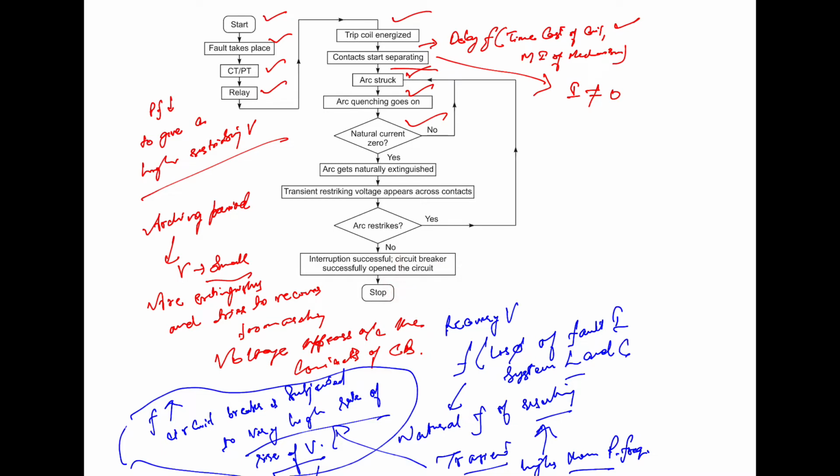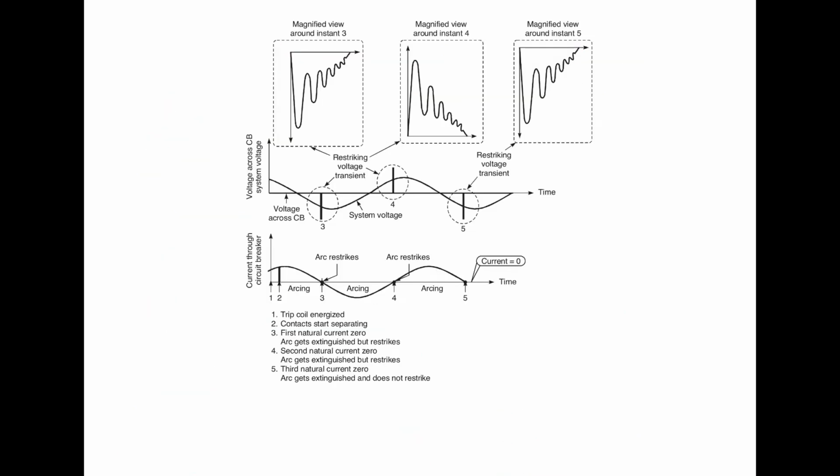Now this is explained with the help of this waveform. From this waveform you will see that when the trip coil is energized, we have the circuit current through the circuit breaker and the voltage across the circuit breaker. The trip coil is energized at that particular point of time. At 2, the contacts start separating. Now the first natural current zero is there, because we have to quench the arc and it is related to the current.